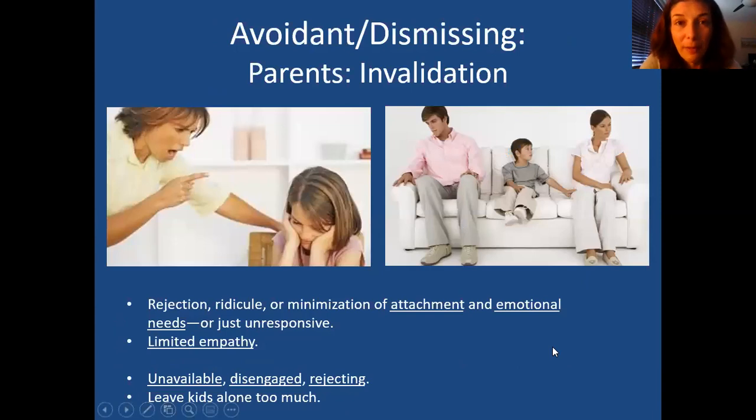All right, so let's start with the parents, okay? Avoidant or dismissing parents tended to be invalidating of their child's needs and emotions, okay? So if a child came to the parent anxious or angry or upset or hungry or needing of care or needing of attention, the parent may have invalidated it in some form, okay? They may have just dismissed it or not cared about it or made the child feel foolish for reaching out, may have ridiculed them in some way.